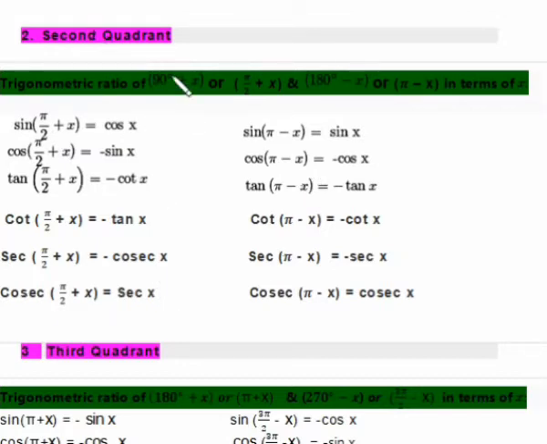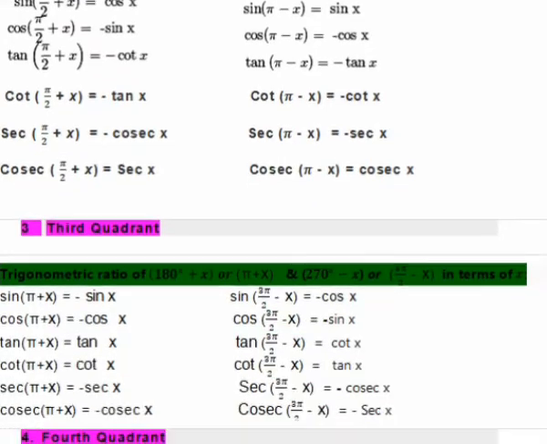Now see the second quadrant again. Pi minus x. At pi minus x, since it is pi, the functions remain the same: sine sine, cos cos, tan tan, cot cot, and the sign comes as per the quadrant. In the second quadrant, only sine and cosec are positive, the rest are negative.